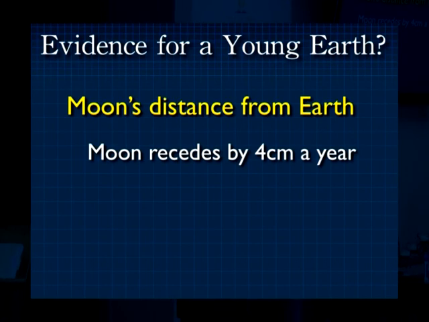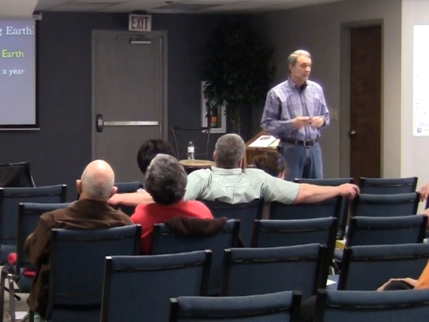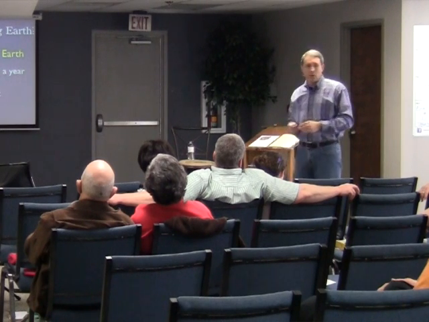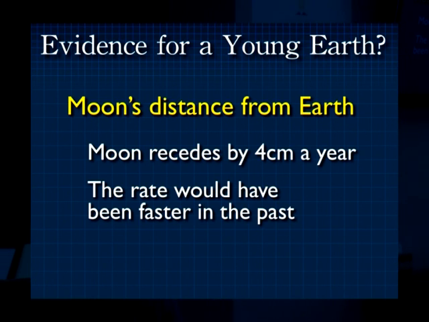What we discovered when we did that was that the moon is receding 4 centimeters a year. Every year, the moon is 4 centimeters farther away from the Earth than it was the year before. And that's a constant rate, and it's continued to do that ever since we began measuring it. Now, we know based on physics that that rate is slowing as it moves.